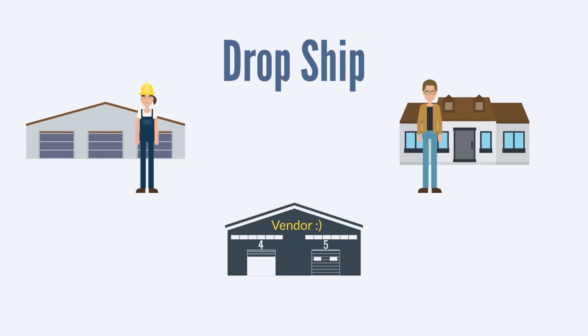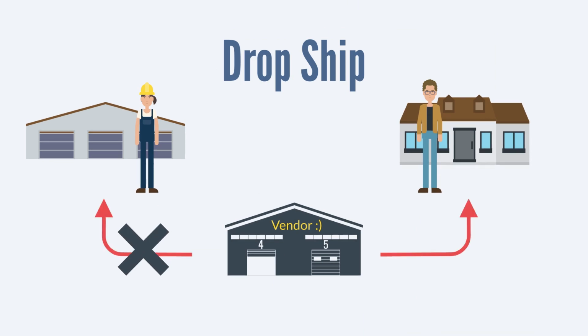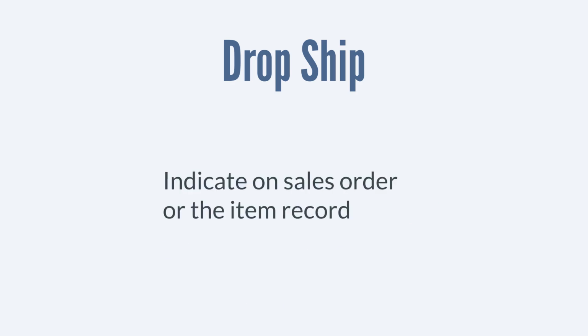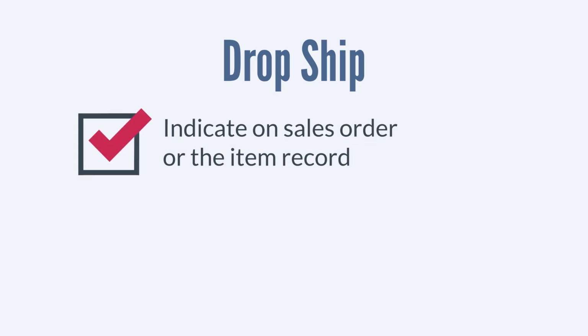The last two features we need to look at are dropship and special orders. Dropship occurs when you ship orders to your customer directly from your vendor. In other words, the item never passes through your warehouse and isn't accounted for anywhere on your inventory. If you have an item that you will be drop shipping for an order, you would need to mark that either on the sales order for the item or directly on the item record.